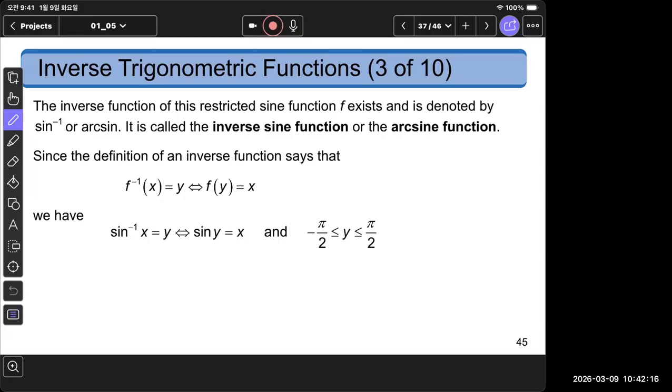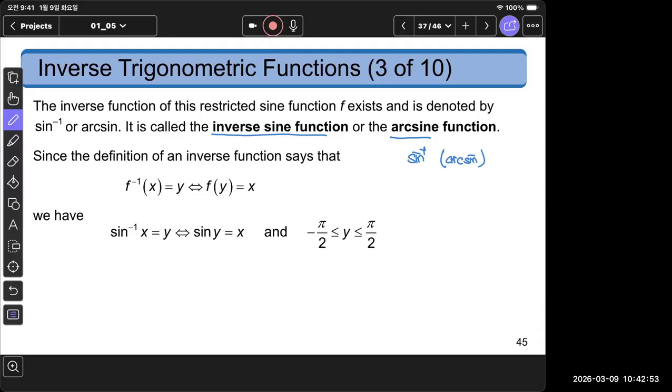Okay? And this inverse function of sine defined in this way is called the inverse sine function or sometimes the arcsine function. Okay? So in your calculator, depending on your calculator, sometimes you see this notation as in f to the negative 1 to denote the inverse of the sine function. But sometimes you will see arcsin, and that is the inverse of the sine function.